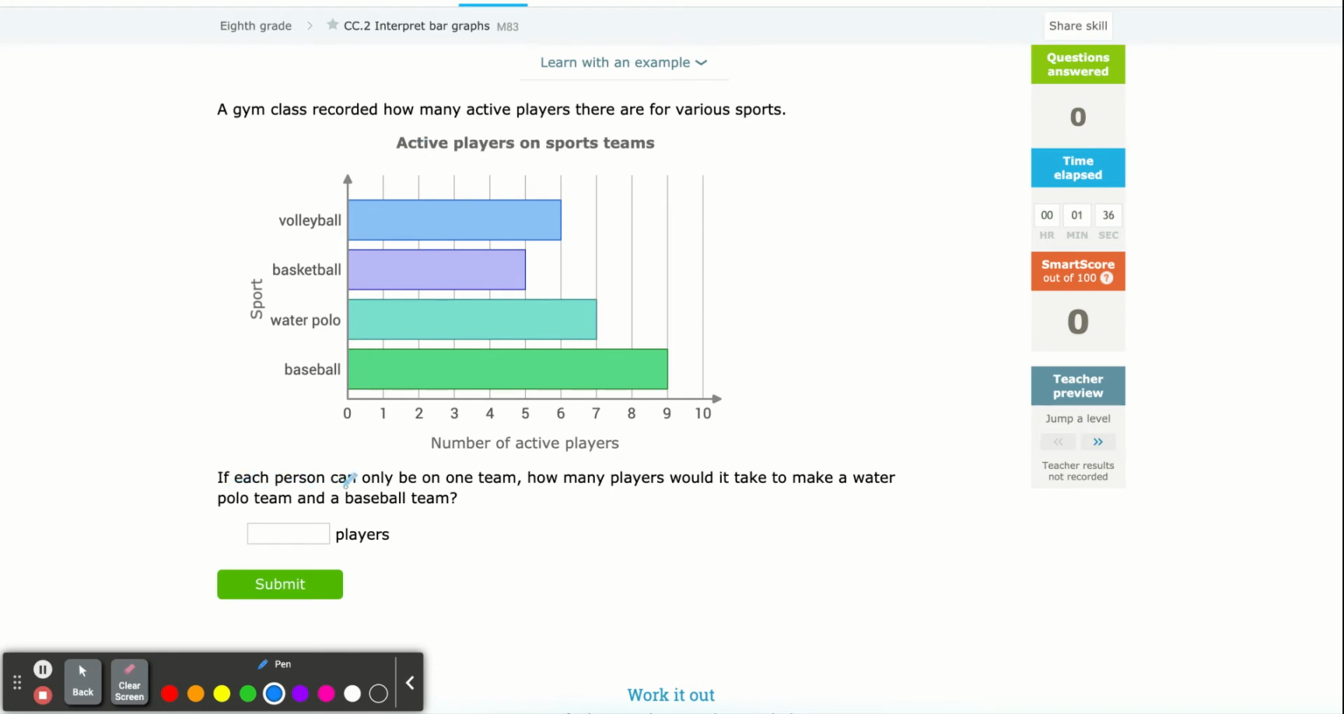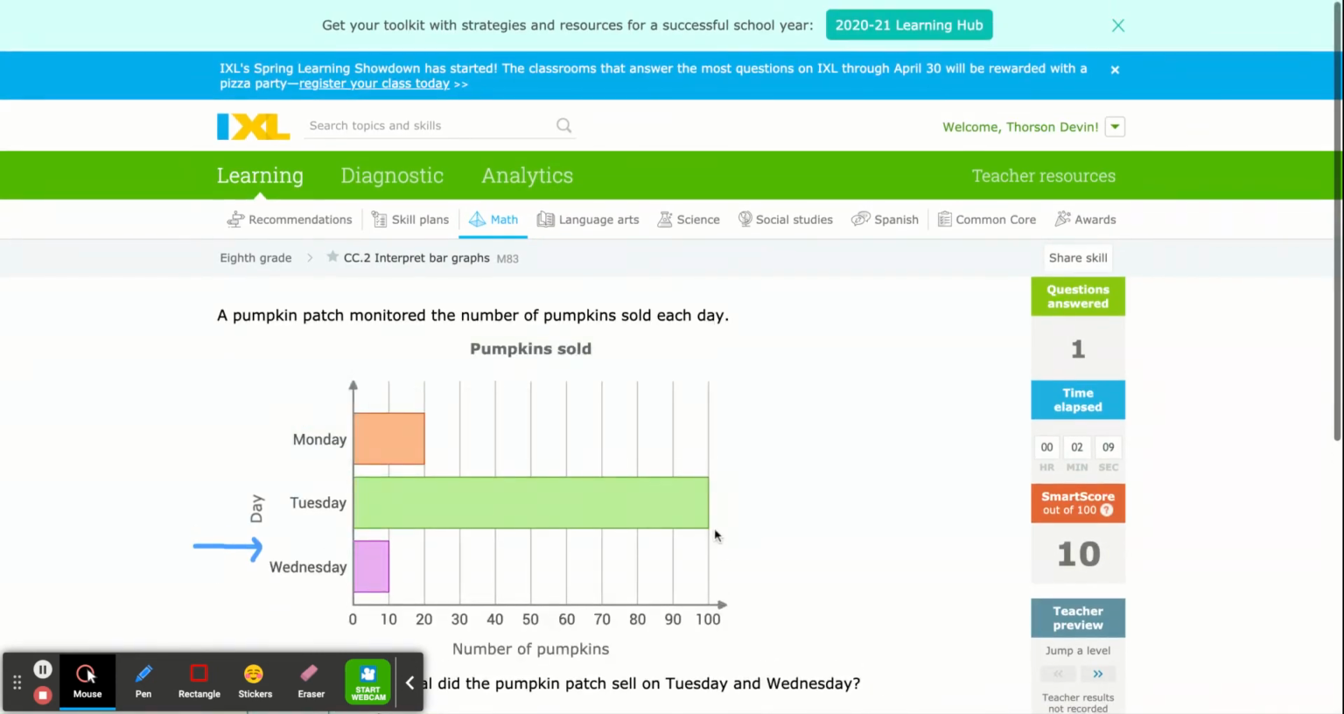Now it says if each person can only be on one team, so you're not going to duplicate, people can't be on multiple teams, how many players would it take to make a water polo team and a baseball team? So I need to find the water polo and the baseball team and find out how many active players on each, 7 and 9, and add those two together. 7 and 9 give me a total of 16 players, or 16 players you'd need to have an active water polo and baseball team if they weren't sharing people on a team.